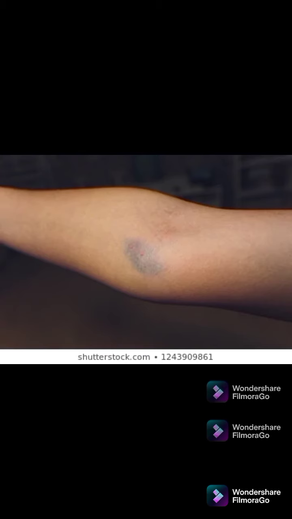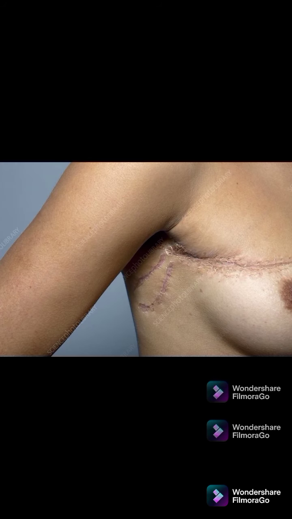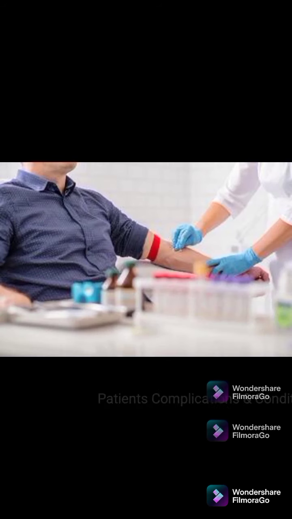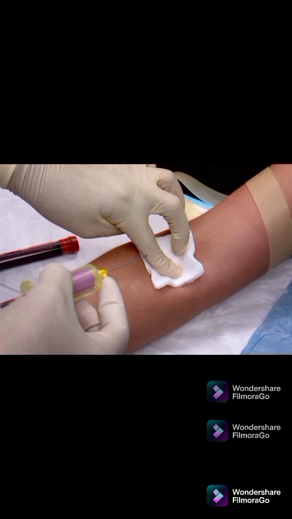Another site to be aware of is persons with mastectomy. This is a surgical removal of one or both breasts. Blood should never be drawn from the same arm as a mastectomy. Blood composition could change and lead to inaccurate test results. Find another suitable site.